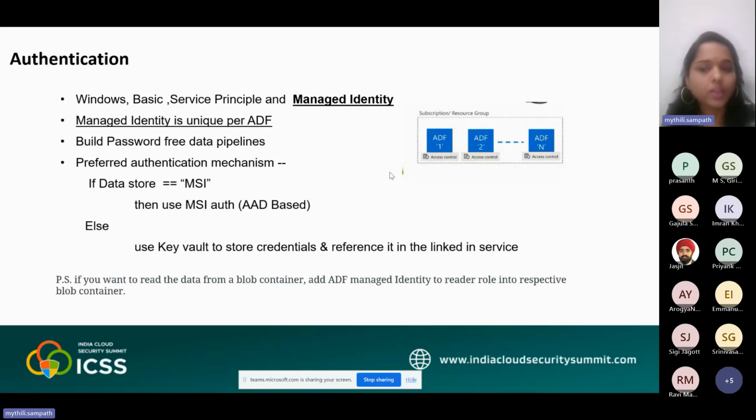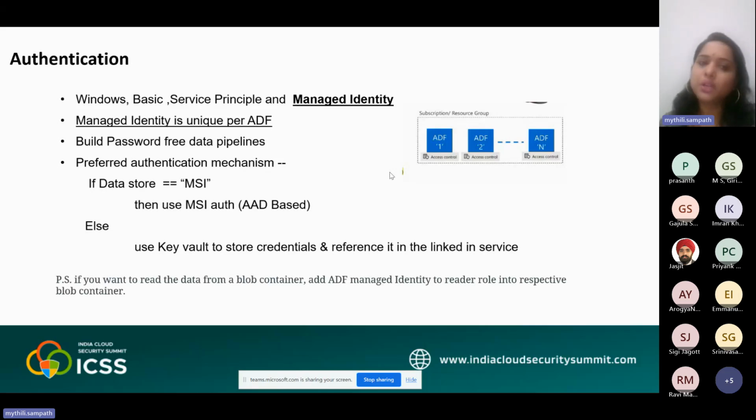So easily you can architect with two or three ADFs based on your project needs. Generally, one factory is enough to handle everything. If you have another, more complex scenario, you can plan it. Each and every ADF supports access control.